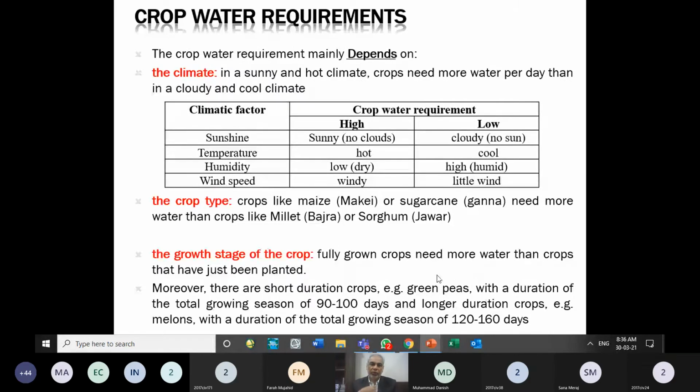So what are the factors which control the crop water requirement? You can better understand it through the crop itself, the type of the crop. It controls the water requirement.